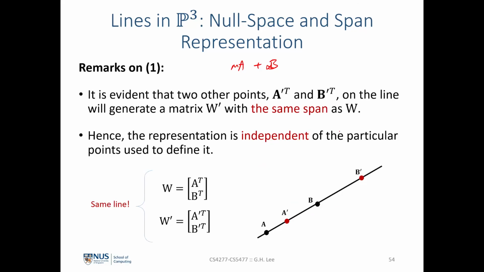And what this means is that mu times A, let's denote this as another point A prime, and another point B prime. So this is like moving along this line by a certain scale of mu, and moving along this line by a certain scale of alpha. So it becomes A prime and B prime, and the span of A prime and B prime is still going to be equal to the span of A and B. Hence, they are going to define the same line.